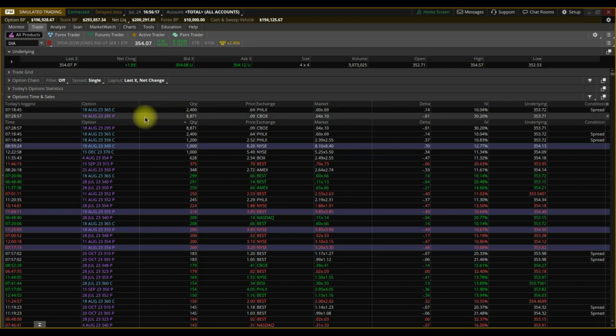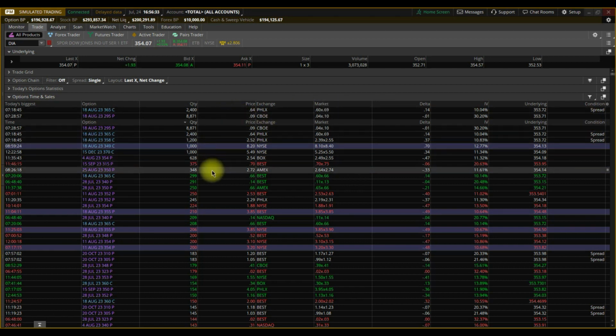The highest put trade for the day was this one, 18 August 23, 295 put, 88.71, 9 cents a share, so $9 an option. And over here it says no spread. So it was an outright.